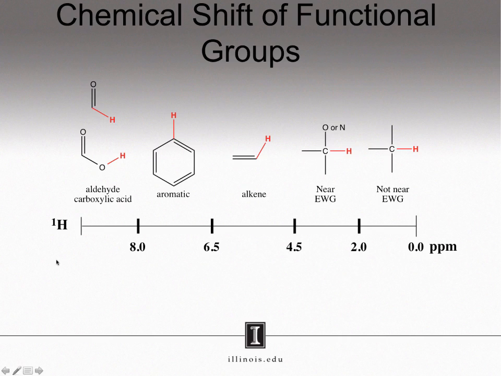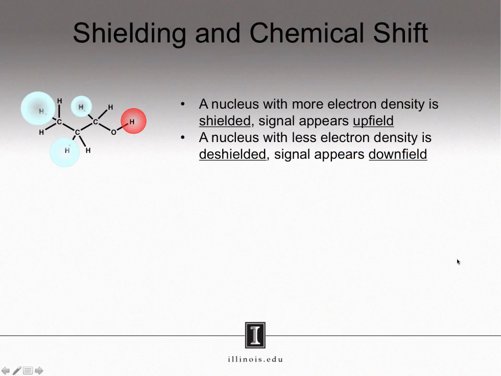Now that we have discussed at what chemical shift different types of protons appear in a proton NMR spectrum, we are going to discuss why these different types of protons appear at these specific chemical shifts. What makes a hydrogen atom not near an electron withdrawing group so different from a hydrogen atom that is near an electron withdrawing group? This has to do with a concept called shielding. A nucleus with more electron density is what we call shielded, and shielded signals appear upfield. What do we mean by shielded? We'll talk about what shielded means on the next slide.